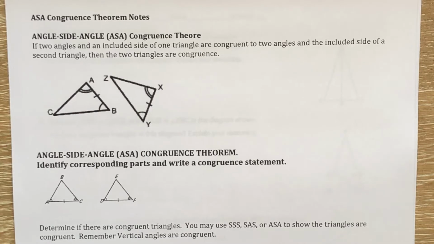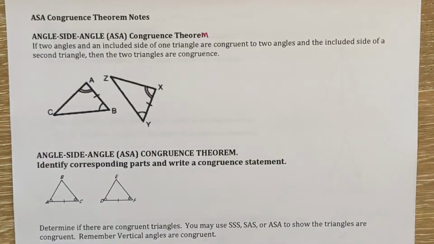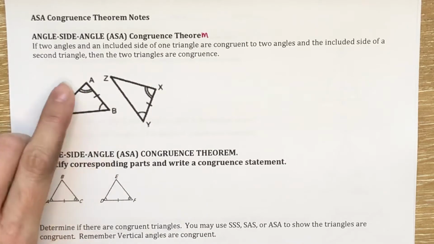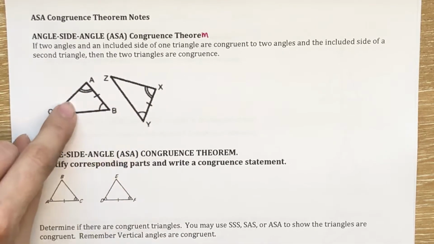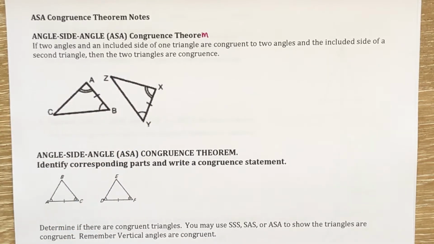Let's get started. The angle, side, angle congruence theorem states that if two angles and an included side of one triangle are congruent to two angles and the included side of a second triangle, then the two triangles are congruent. So basically it's saying angle, side, angle. And if they're all three in a row and they're both congruent like this, then we can say that those two triangles are congruent, okay?